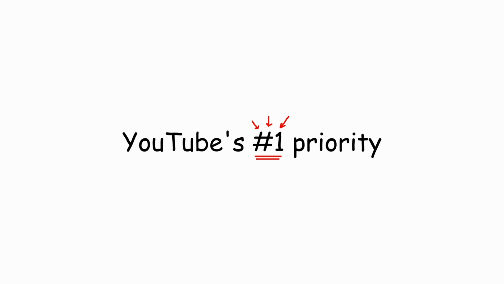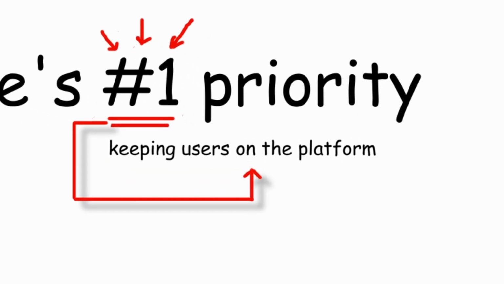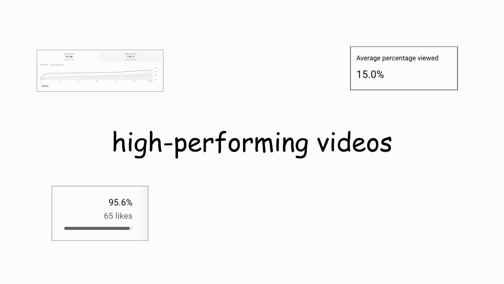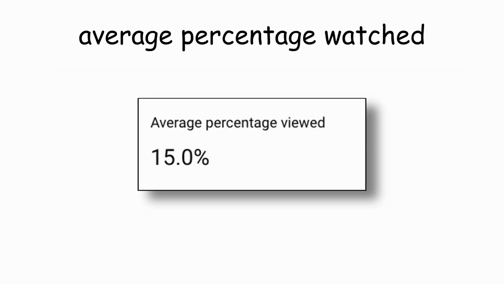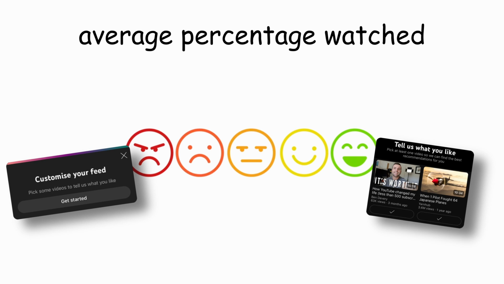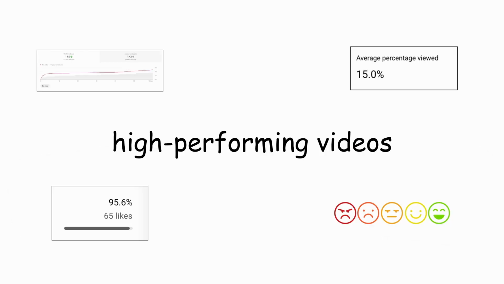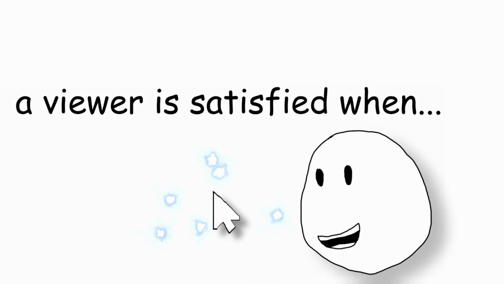Now, YouTube prioritizes keeping users on the platform by pushing high-performing videos, but the YouTube algorithm determines high-performing videos based on 4 factors: average view duration, average percentage watched, likes on a video, and user surveys. But these 4 factors can be summed up into something called viewer satisfaction. Basically, a viewer is satisfied when they click on a video they want and get what they need.